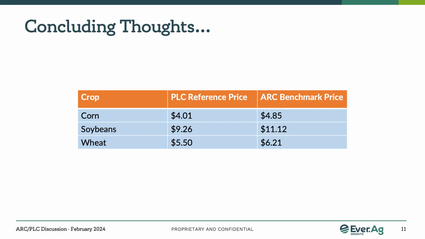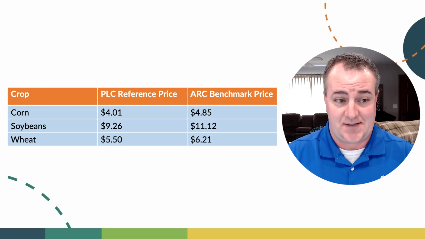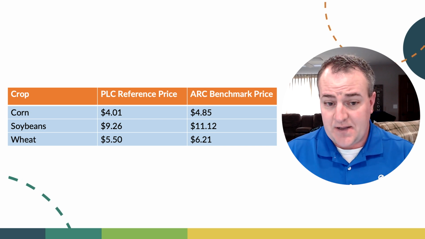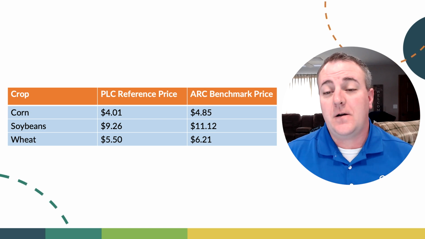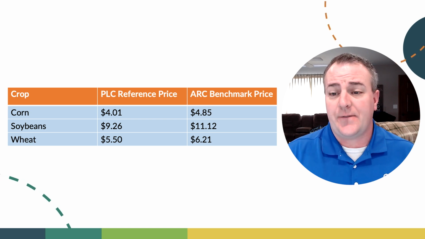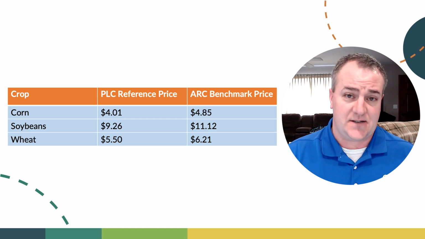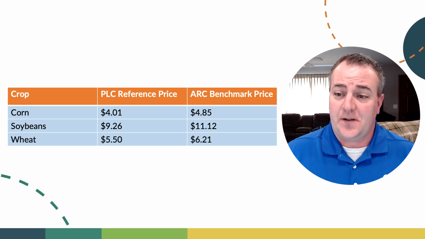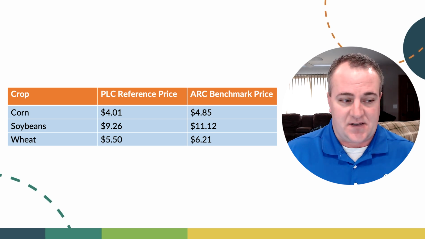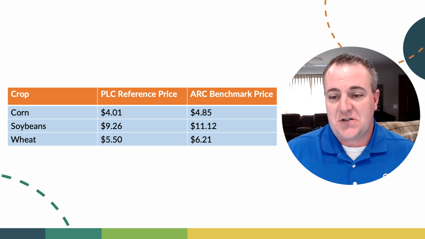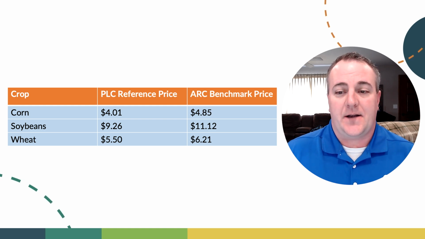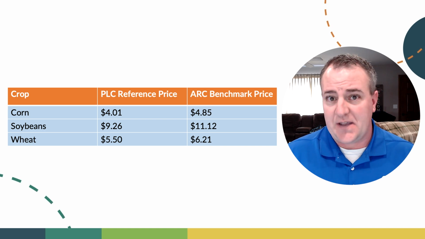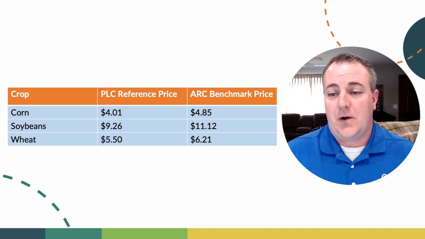Moving on, we're going to finish this out just kind of going over a recap of what we discussed. So again, the PLC reference prices for 2024 are set at $4.01 on corn, $9.26 on beans, and $5.50 on wheat. The ARC County benchmark prices are set at $4.85, $11.12 on beans, and $6.21 on wheat. In my opinion, ARC County, unless you choose the SCO, is going to be definitely your most attractive option, just because of the prices of where they are. So we have some attractive ARC County benchmark prices. And, granted, it does take a county yield into consideration, but if we might have a little bit of a yield drag as well as a little bit of a price drag, ARC County might be a little bit more attractive than PLC.